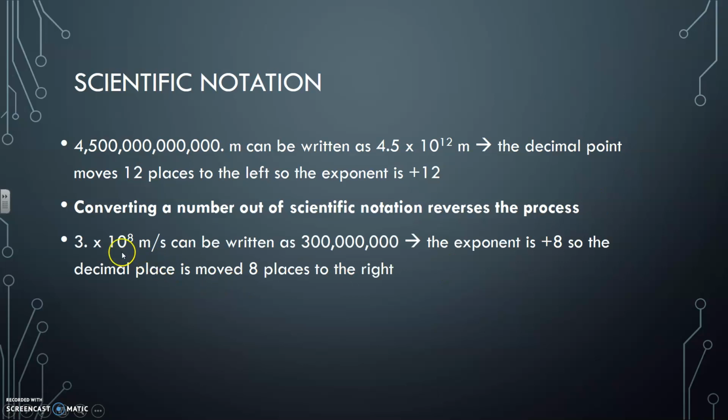So if we have 3 times 10 to the 8th meters per second, that means this is a large number, so we're going to move the decimal point to the right, and we're going to move it 8 spots over. So basically you're going to do the 3 and then 8 zeros, and you end up with 300 million. The exponent is plus 8, so the decimal place moves 8 places to the right to make a larger number. But again, 3 times 10 to the 8th is equal to 300 million.